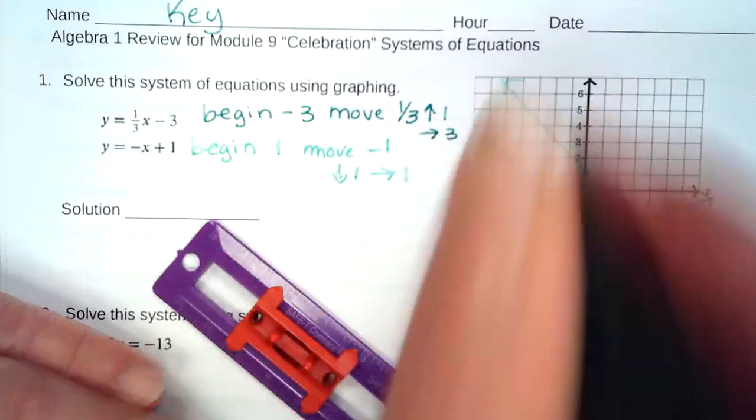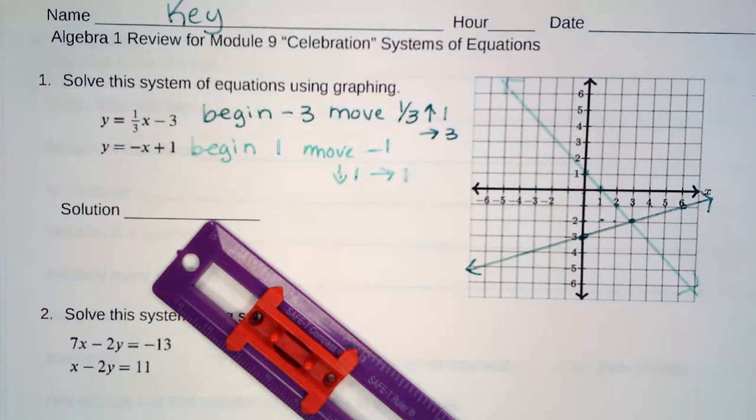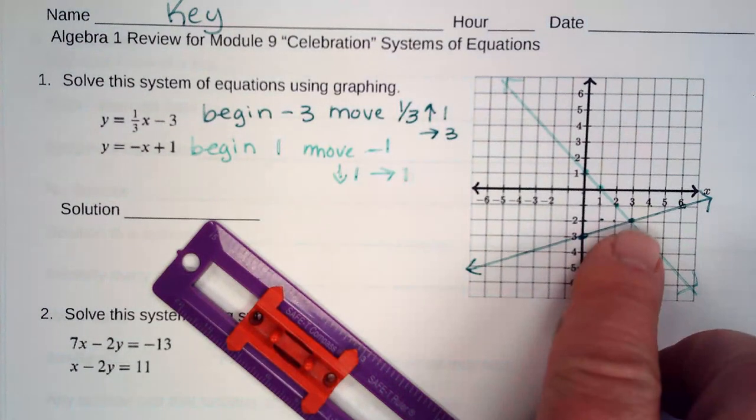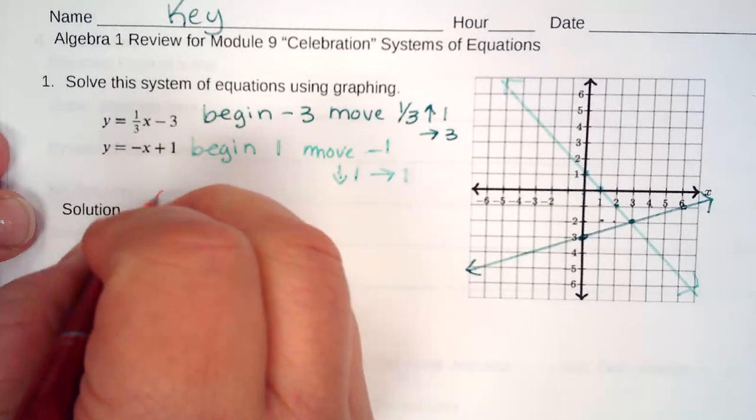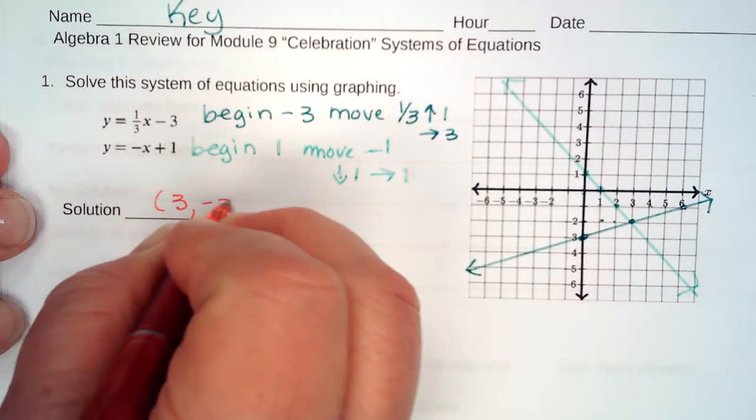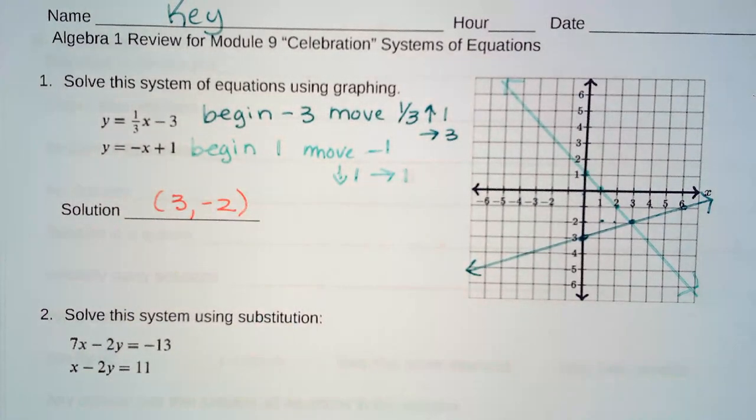So my solution is that point, 3, -2. You will have to do at least one solving systems by graphing.